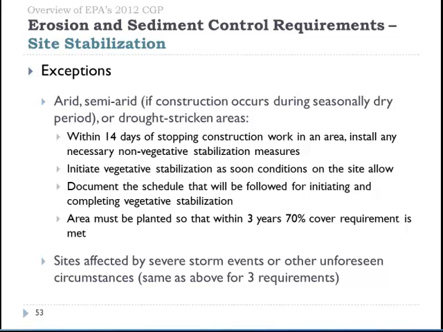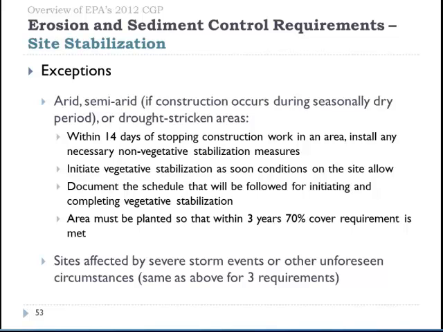And then as soon as conditions allow it on the site, initiate the planting or seeding of the area, and document whatever schedule you're following for initiating and completing vegetative stabilization. The requirement in the permit is that the area be seeded so that within 3 years the 70% cover requirement is met. So those are the collective requirements which EPA has established in a manner that's consistent with the C&D rule.